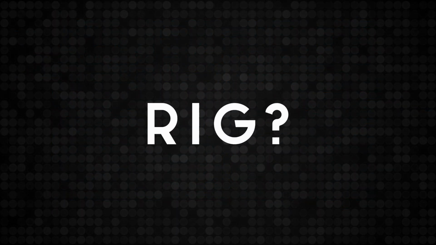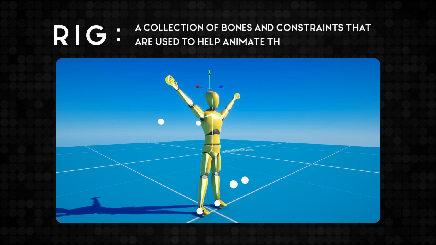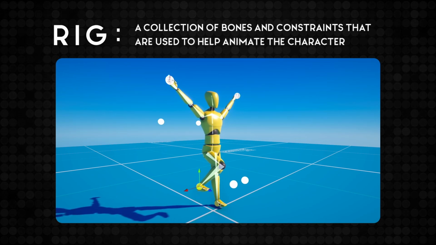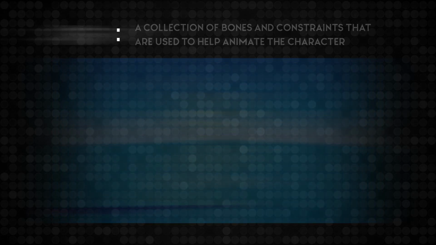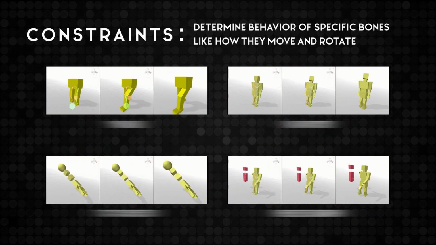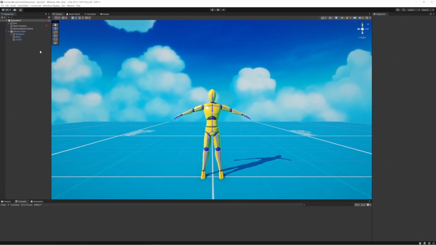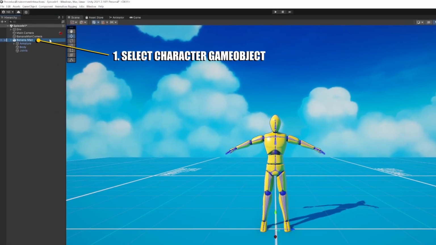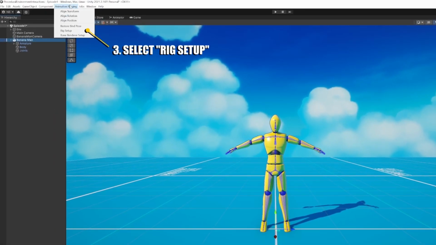And what is a rig, you ask? As simplified as possible, a rig in Unity is a collection of bones and bone constraints that are used for animating the character. And constraints determine how specific bones can move and rotate. Let's add our first rig to our character, and we'll use the fastest method to creating one. With our character selected, let's open the animation rigging menu again, and this time, press Rig Setup.